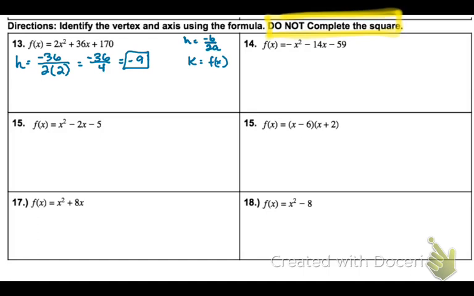Okay, you're going to use that value. Remember, your h is also x. So you're going to use this value, and you're going to substitute it into this equation. So I'm going to put right here also x. Okay, so now you're going to go ahead and do f of x, or your k actually. And you're going to do 2 times -9 squared plus 36 times -9 plus 170.